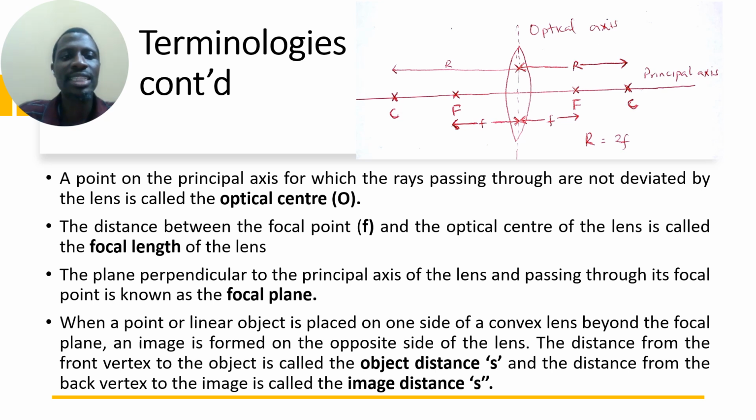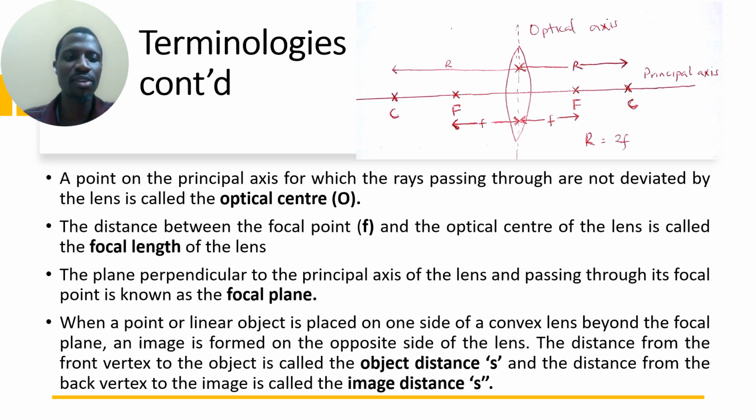O. The distance between the focal point and the optical center of the lens is called the focal length of the lens. That is, from the optical center on the optical axis to the focal point is where you have your focal length. The plane perpendicular to the principal axis of the lens and passing through the focal point is known as the focal plane. When a point or linear object is placed on one side of a convex lens beyond the focal plane, an image is formed on the opposite side of the lens.